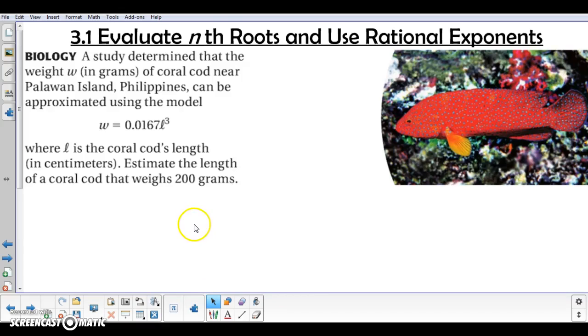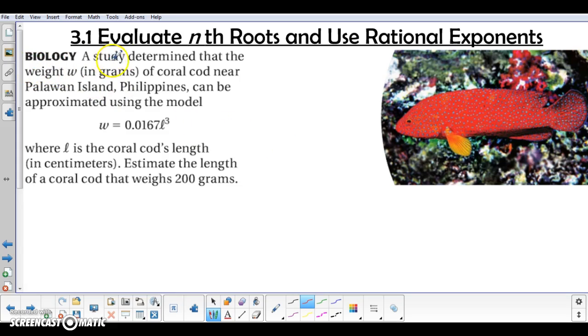Hello again, algebra students. This is the first video of our new unit on rational exponents and radical functions. And in this first lesson, we're going to be looking at how to evaluate nth roots and use rational exponents. To do that, we're going to look at a word problem first.